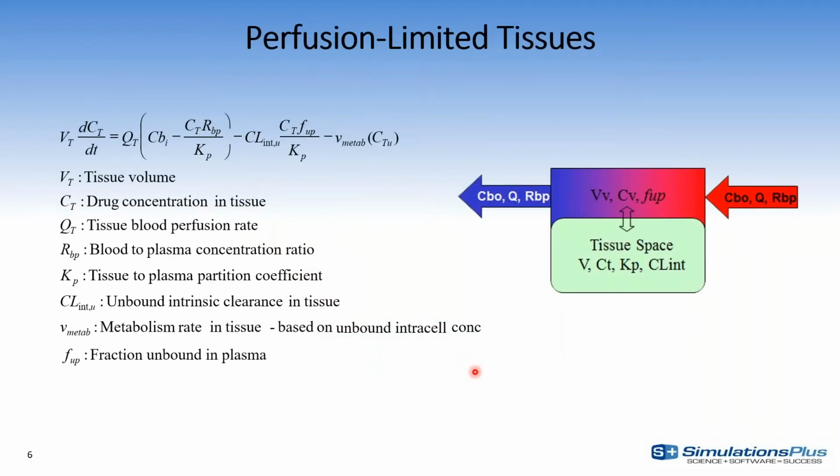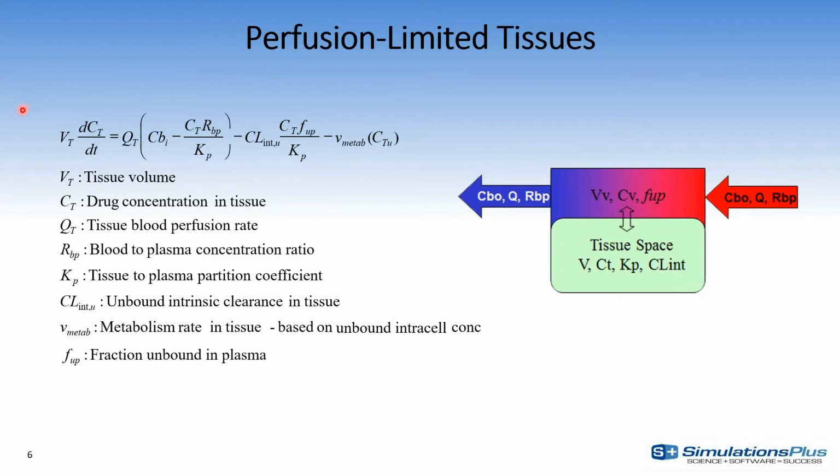There are two types of models in GastroPlus that we provide. First of all is the perfusion-limited tissue. In this case, it's usually for small lipophilic compounds, so the passive diffusion in the tissue is not the rate-limiting step. Instead, the blood perfusion rate is the rate-limiting step.